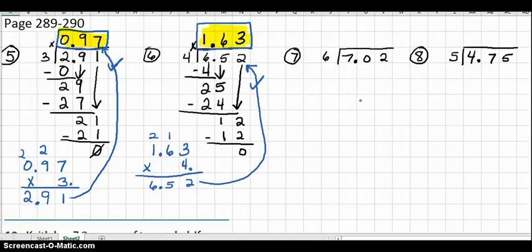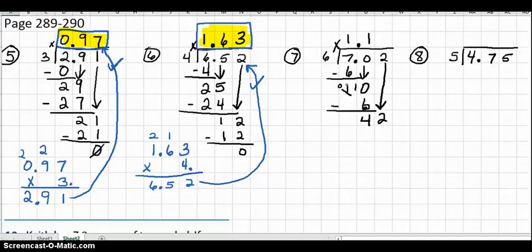Number 7, carry my decimal to the top. I'm going to be multiplying to find my answers. What times 6 will get to 7? 1 times 6 is 6. I subtract and I get 1. I ignore my decimals and bring down my 0. What times 6 will get me to 10, closest to 10? 1 times 6 is 6, and I subtract. I get 4. Bring down my 2. That's a 6 a little better looking. What times 6 will get me to 42? 7 times 6 is 42. And I subtract and I get 0.